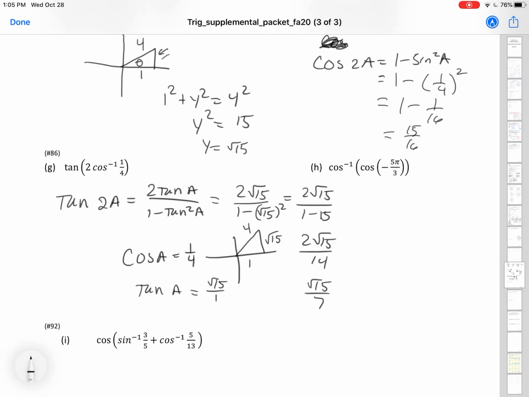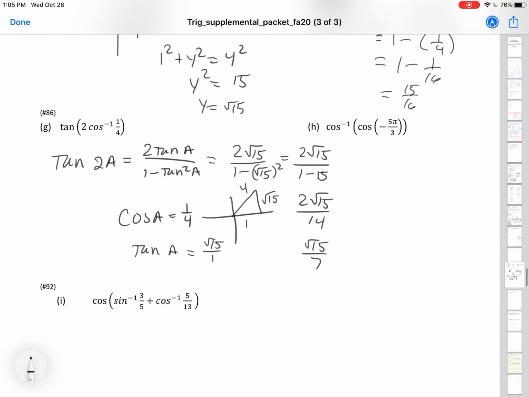Now remember this cosine inverse of cosine, right? Here's the issue.